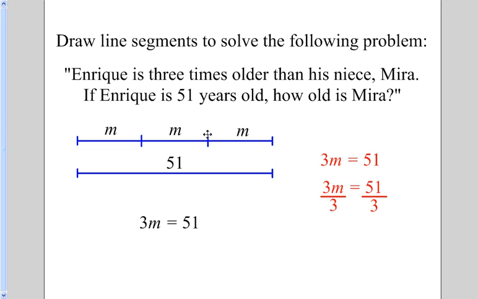So 1/3 of this line will give us a Mira, and 1/3 of this line is going to give us Mira's age. 3 divided by 3 is going to be 1. We can simplify this out over here. So this is just Mira. Mira is going to be 51, Enrique's age, divided by 3. Let's scoot that over and divide 51 divided by 3.